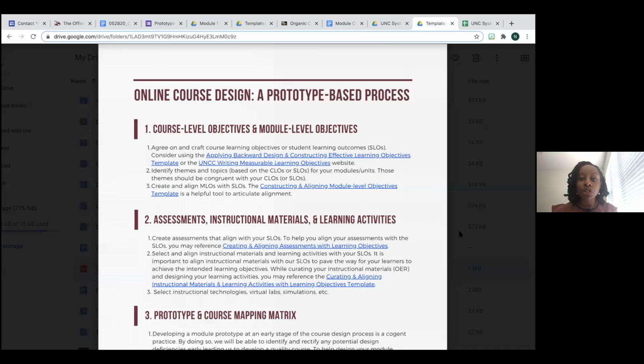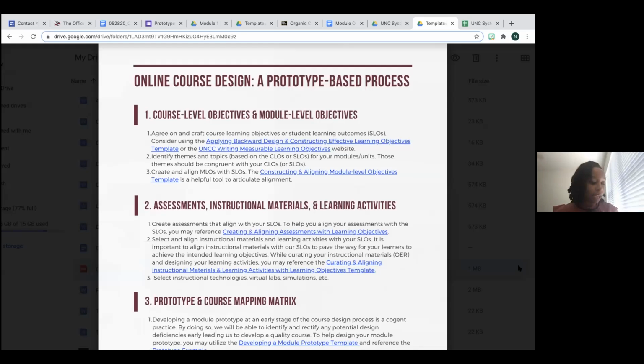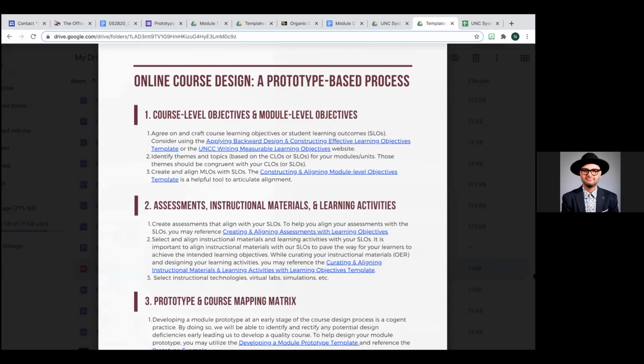So now Dr. Joibe is going to highlight this prototype-based process and share with you how we ended up creating the content that you will find. Thank you, Dr. Brooks. Good afternoon, everyone. My name is Zachariah Joibe, and I am a senior instructional designer at North Carolina Central University.